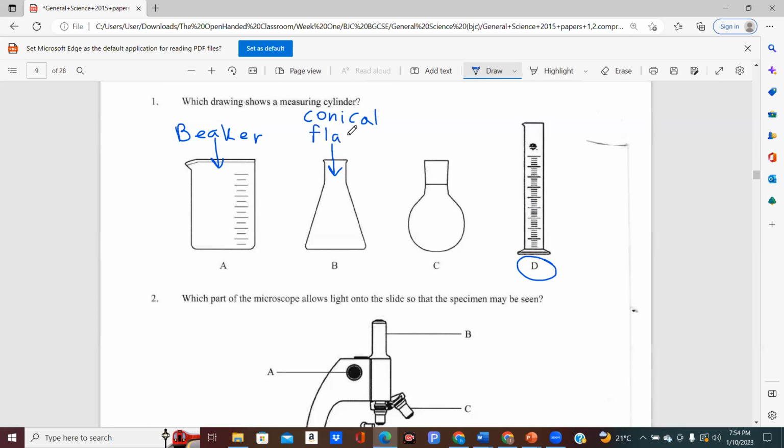And what we call C? Give it a shot. Anyone could try. What we call C? A round bottom flask. A round bottom flask. Very good, Yolanda. Because the round bottom kind of gives it away. Round bottom flask.